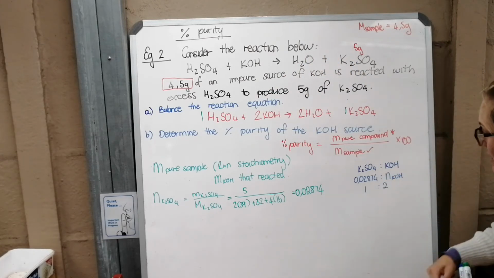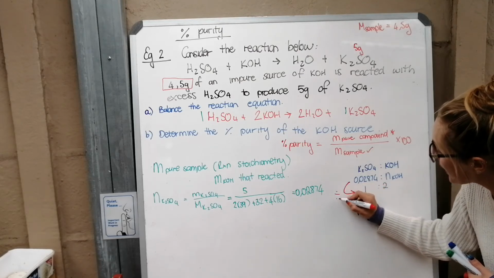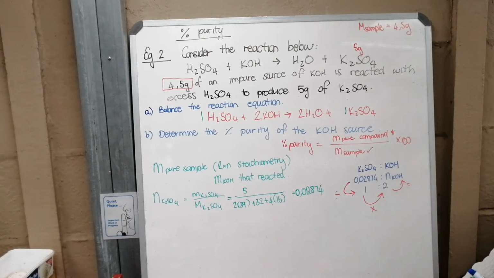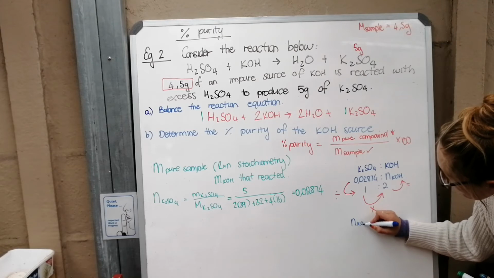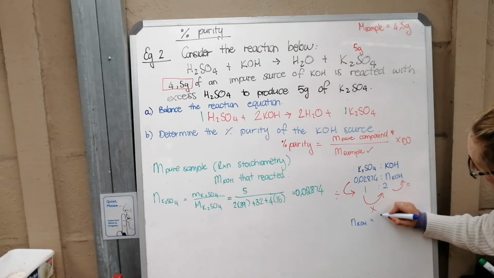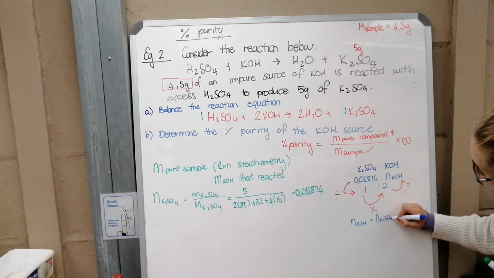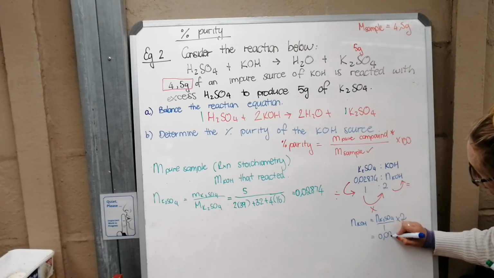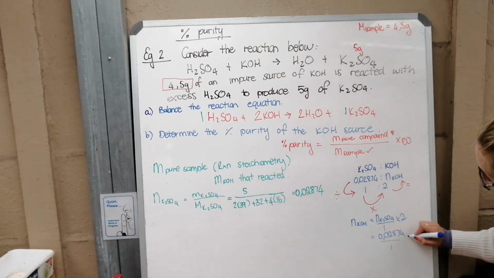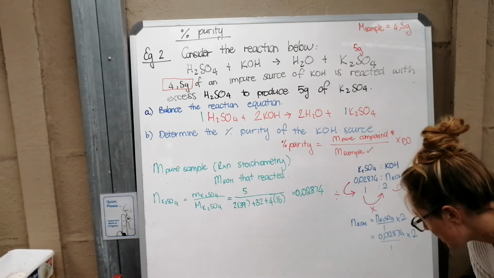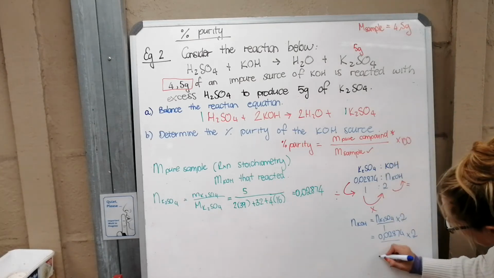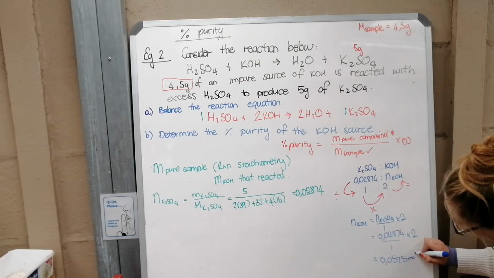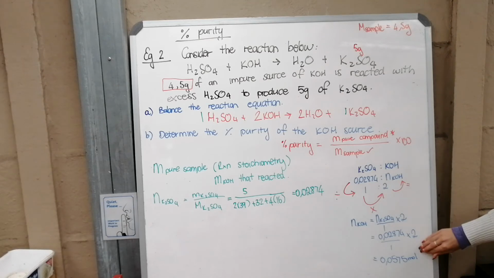Okay, so remember we're going to take this number, divide it by 1, and then multiply it by 2, and that will give us the number of moles of KOH. So that means the number of moles of KOH is equal to the number of moles of K2SO4 divided by 1 times 2, which is 0,02874 divided by 1 times 2, which is 0,0575 moles. Okay. Now we know the moles of potassium hydroxide.